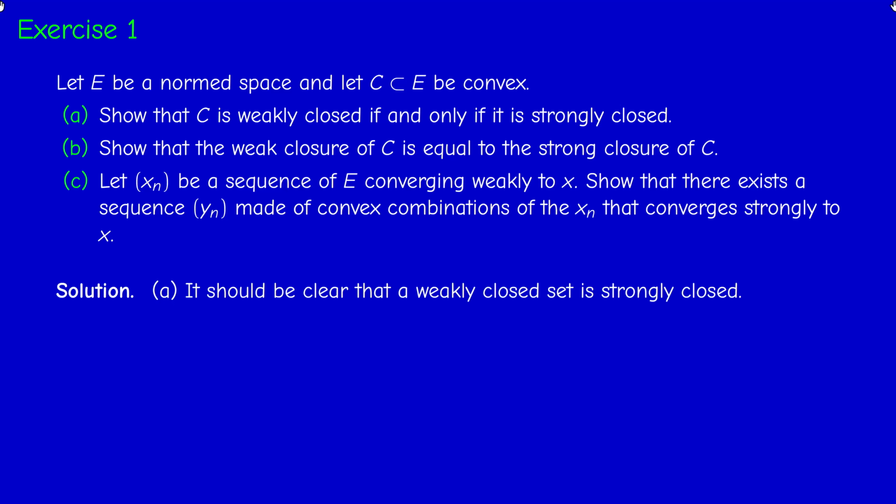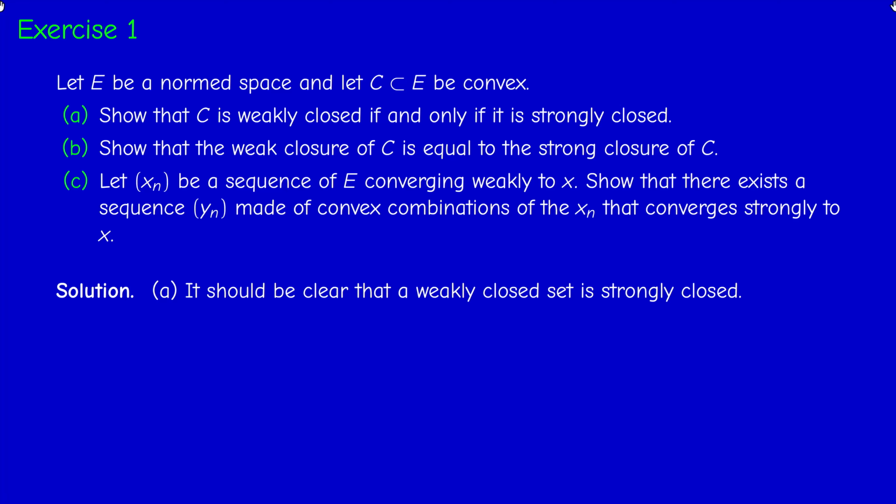So let us start with the first question. A weakly closed set is always a strongly closed set, even if it's not convex, because the strong topology, or the norm topology, is bigger than the weak topology by definition. So if a set is weakly closed, then its complement is weakly open, and therefore the complement is strongly open as well, and therefore the set is strongly closed.